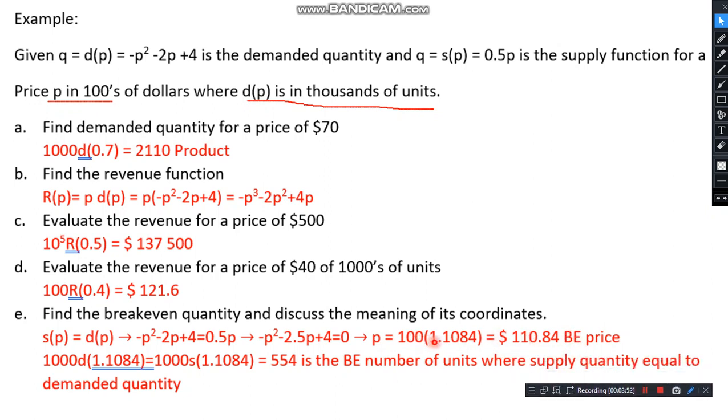Now this one, 1.1084, we replace either in supply or in demand to get the equilibrium quantity. We can replace it either in supply or in demand, and the same thing we're going to get, 554. Don't forget we multiply by 1000. So this is called the break-even units, where supplied quantity is equal to demanded quantity.